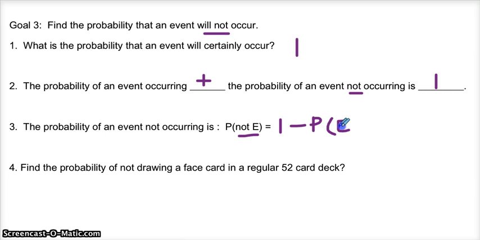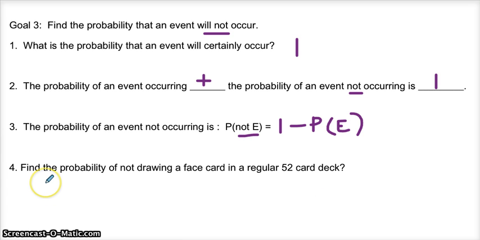For example, if we flip a coin, the probability of flipping a heads is 0.5. So the probability of flipping a tail is also 0.5. What's the probability of not flipping a head? 1 minus 0.5, or 0.5.